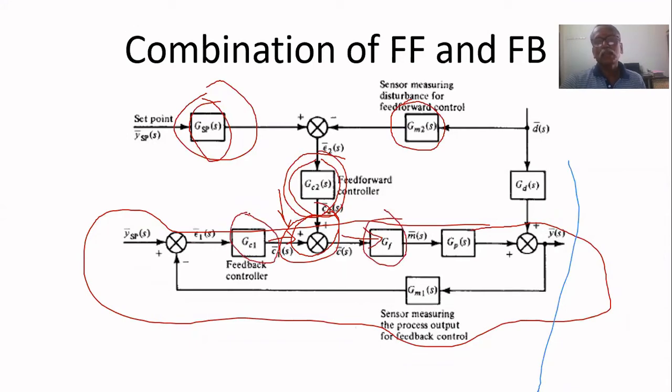This is the feedback controller. This is the process. This is the measuring sensor to measure the process variable. This is the process variable. This is the disturbance. Both are same. These two can be connected together. This is the set point. It goes through the set point filter. So the set point is given here. That's all.